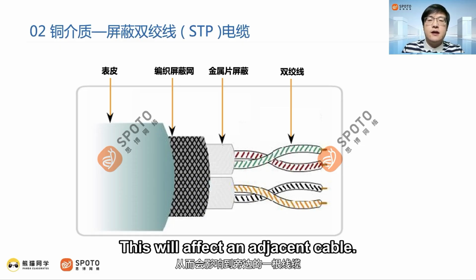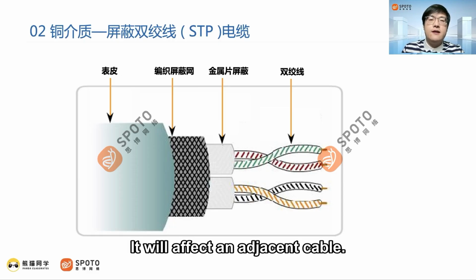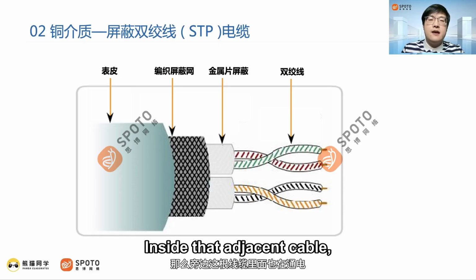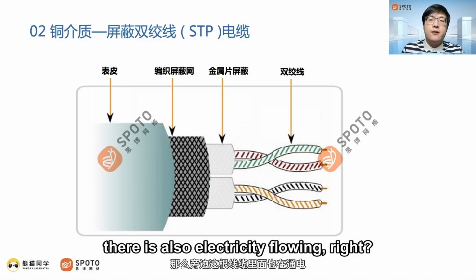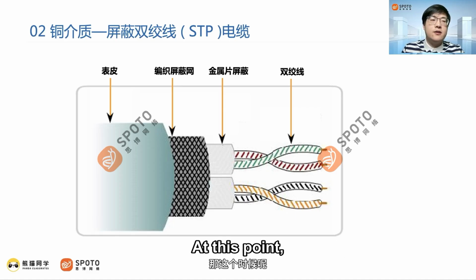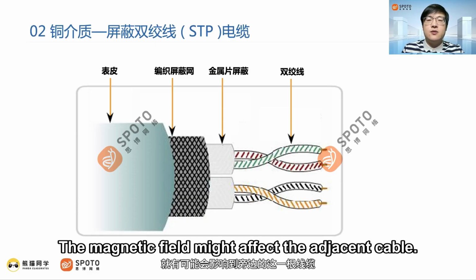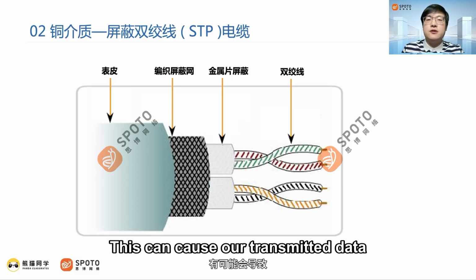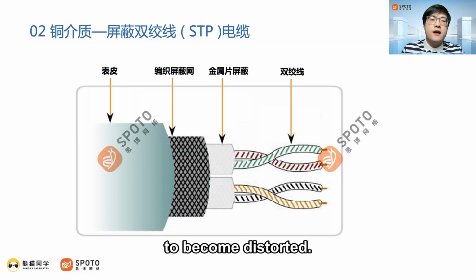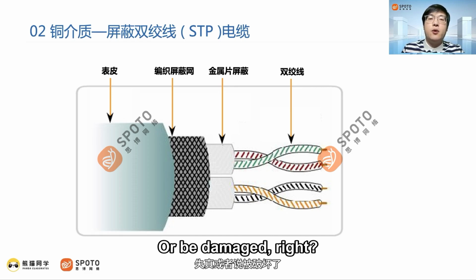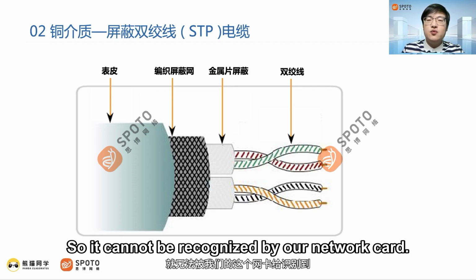This will affect an adjacent cable. Inside that adjacent cable, there is also electricity flowing, right? It is also generating a current. At this point, mutual interference occurs between them. The magnetic field might affect the adjacent cable. This can cause our transmitted data to become distorted or be damaged, right? So it cannot be recognized by our network card.